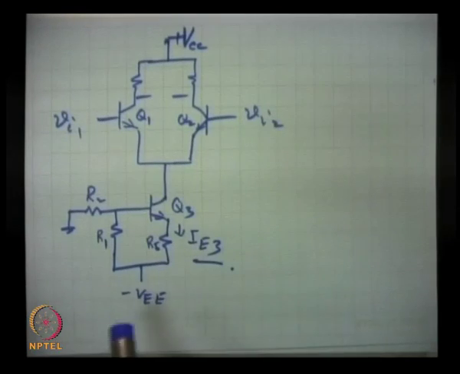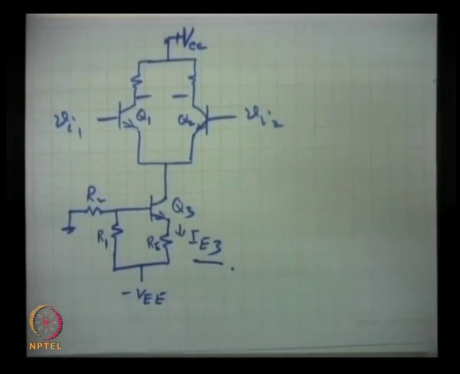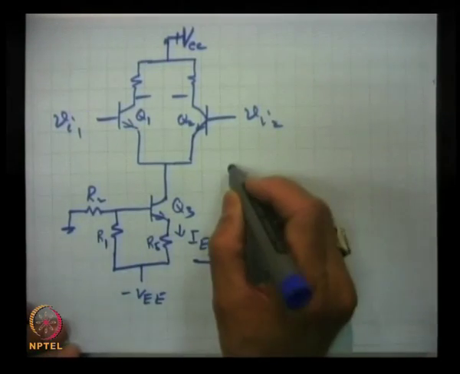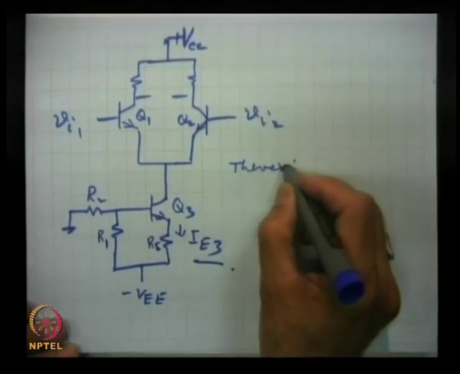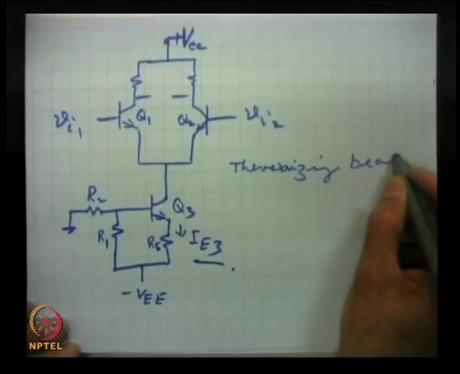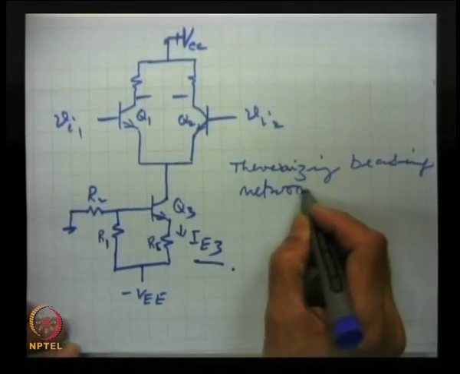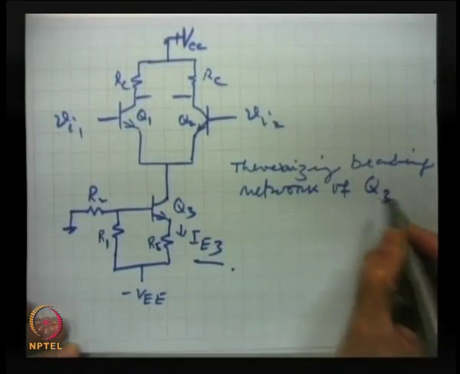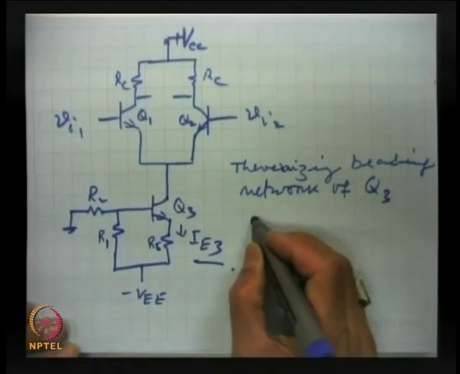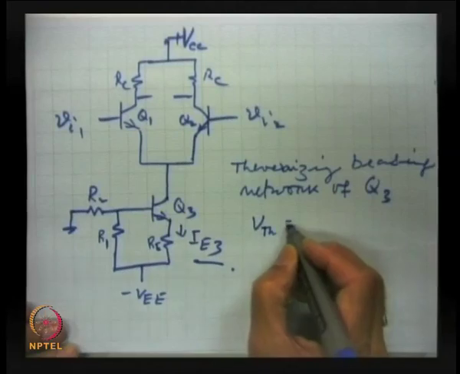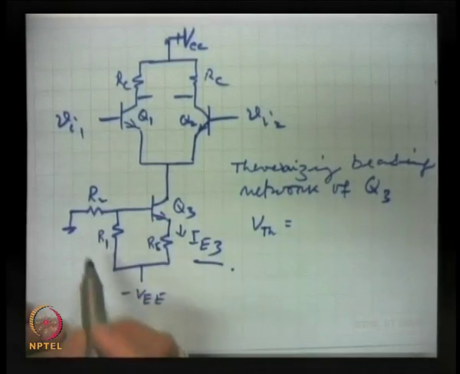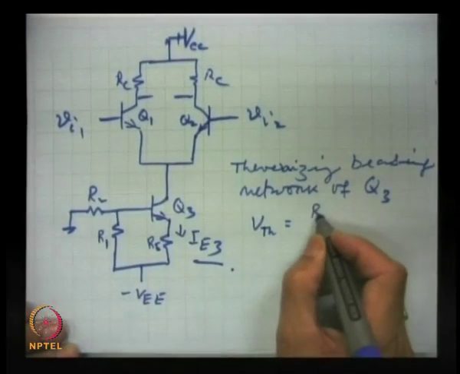Now, here there are two resistances R 1 and R 2, a voltage divider bias is being used, and here we can Thevenize this circuit, Thevenizing the biasing network of Q 3, that is this transistor Q 3. You know the simple rules of Thevenin's theorem: the Thevenized voltage is whatever is the voltage across this. So, the current will be V E E by R 1 plus R 2, and that current, when it passes through R 1, gives a voltage, and that is Thevenin's voltage.